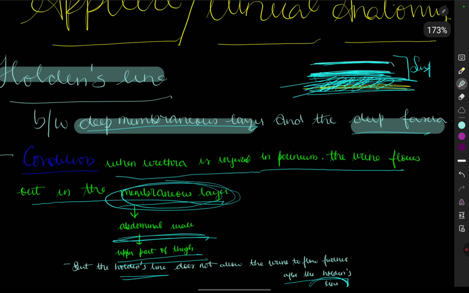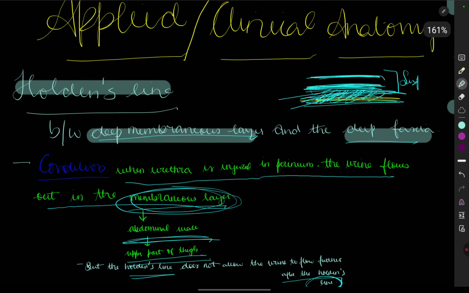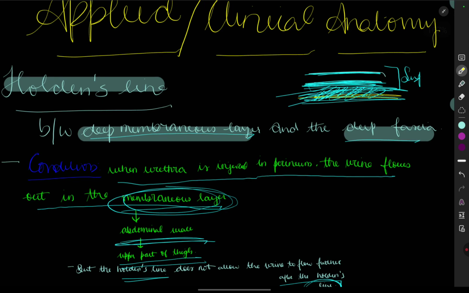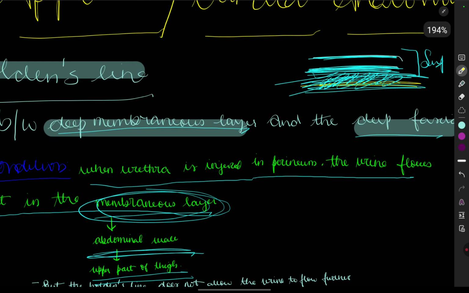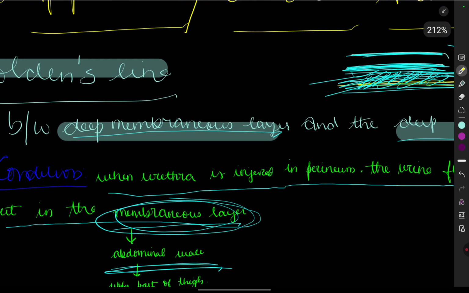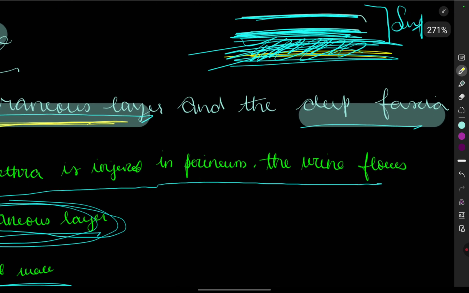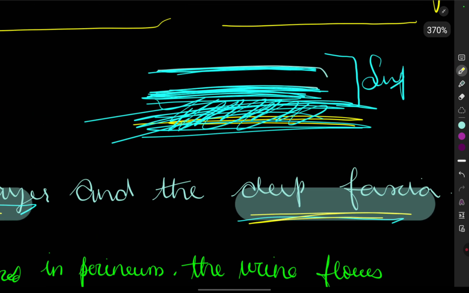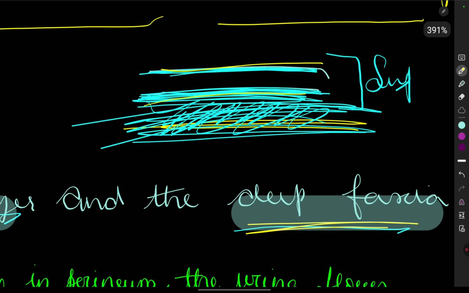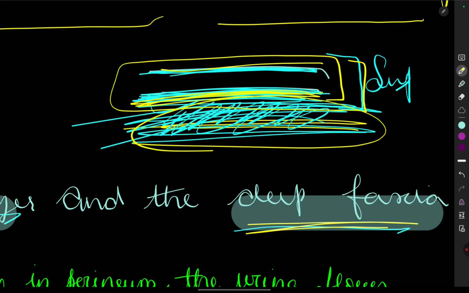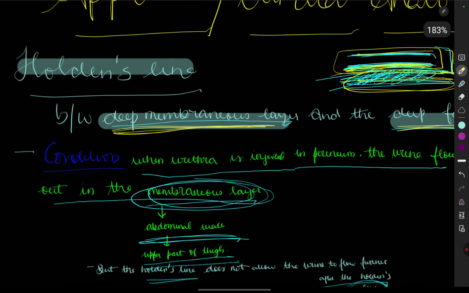So we are going to start with the Holden's line. What is the Holden's line? We had already studied it in the previous series of videos. The Holden's line is the line between the deep membranous layer of the superficial fascia of the thigh and the deep fascia. See, this is the superficial fascia and this is the deep fascia. The line between them is the Holden's line.